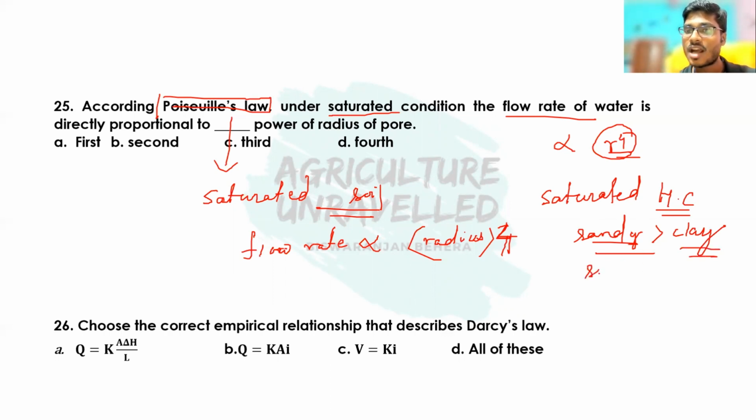That is the reason, as the size of the pore space is more in case of sandy soil, hence the saturated hydraulic conductivity is more in case of sandy soil. So what is this hydraulic conductivity? That we will learn in Darcy's law. Okay, so coming to next question, that is choose the correct empirical formula or relationship that describes the Darcy's law. So now we'll study Darcy's law. So this is very important.